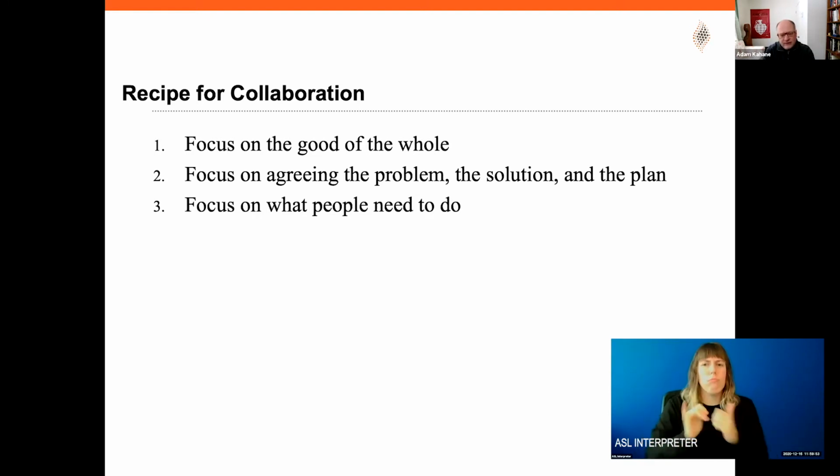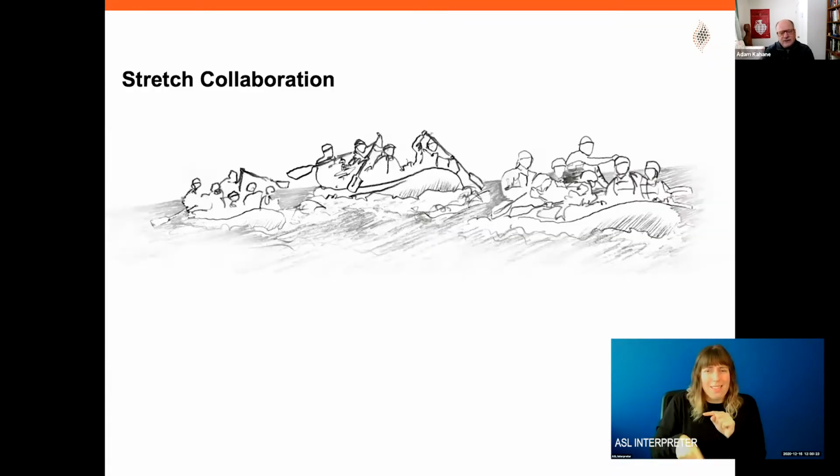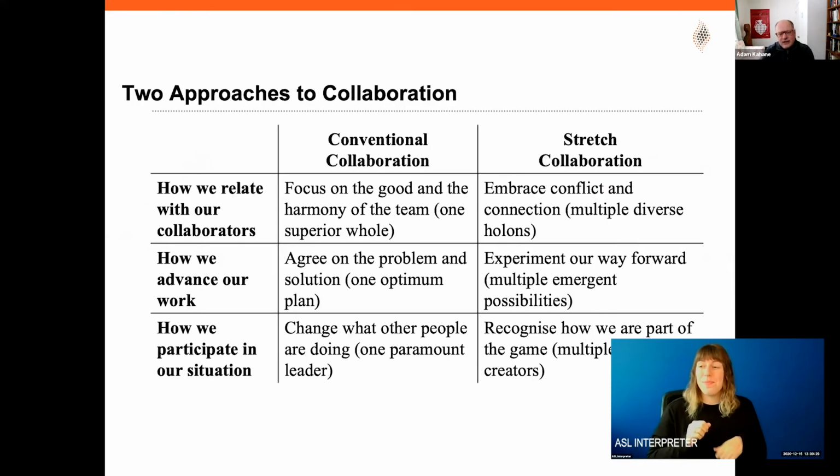Now, I've been giving different versions of this talk all year, and I've been doing surveys, and I ask people, does this seem like a good recipe? And about 80% of people say, yes, this is a good recipe. And my answer is no, this in general is a very bad recipe. It doesn't work. And especially in situations that are out of control, where different people have different opinions and interests and needs. We can't control what other people do. And what's required instead is something I call stretch collaboration. And stretch collaboration is different from conventional collaboration in three ways.